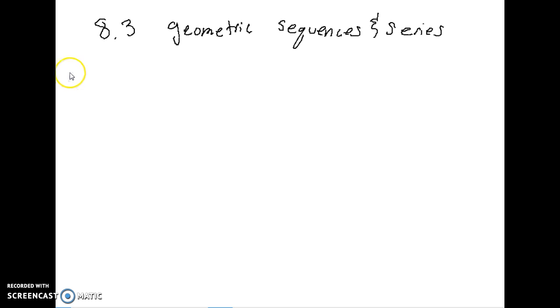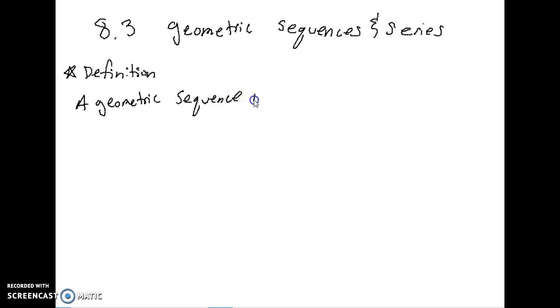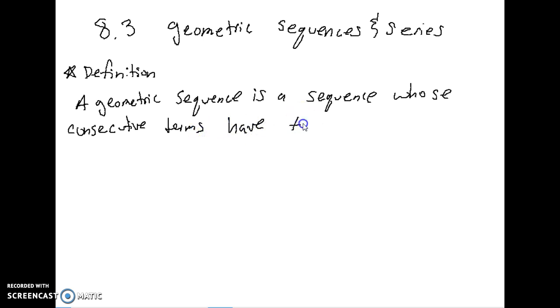So what is a geometric sequence? The definition states this: a geometric sequence is a sequence whose consecutive terms have the same ratio. We're going to label a ratio as r. So r is equal to that common ratio.